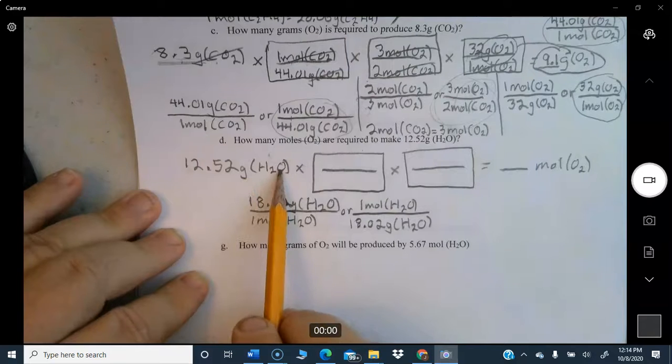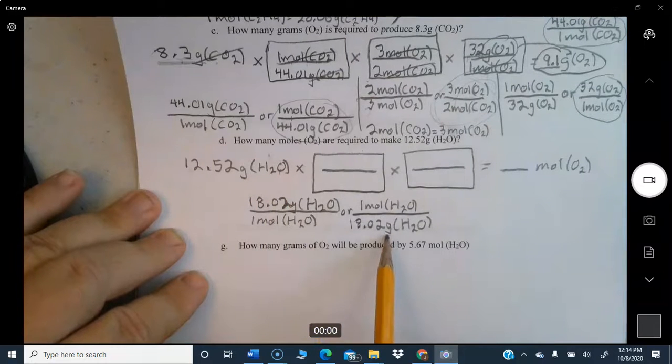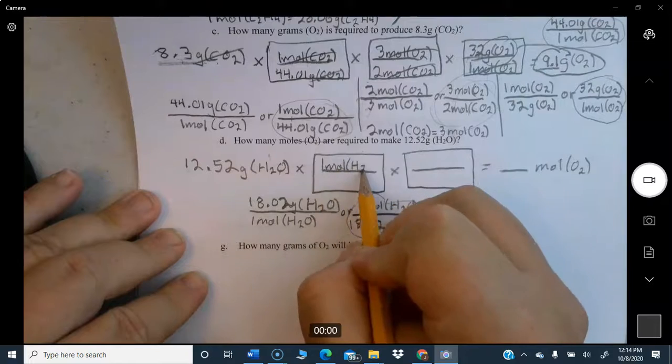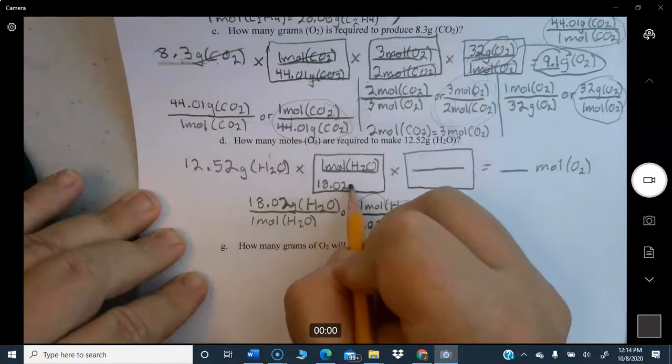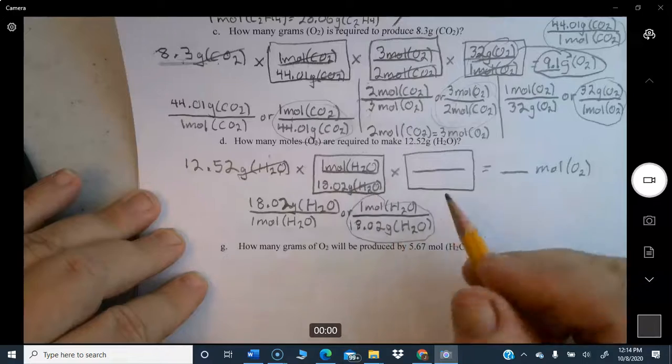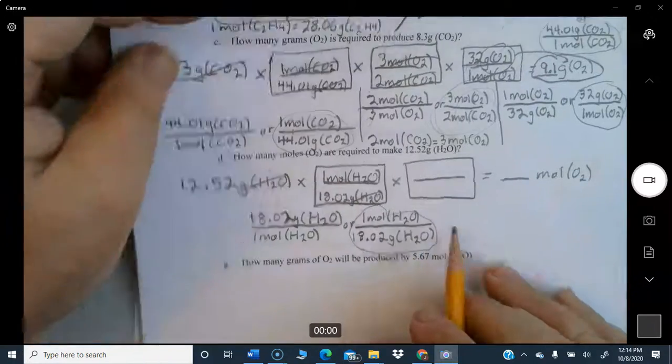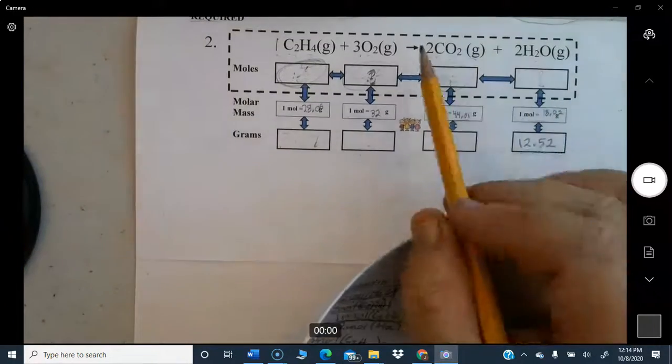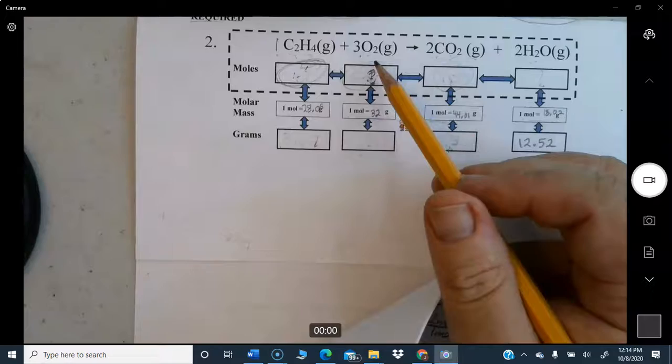Okay, I have grams of H2O on the top, so I need grams of H2O on the bottom. So we're going to use this one. Grams of H2O cancels and cancels. Okay, next one is going to simply be the moles to moles. It's going to go from 2 moles H2O to 3 moles of O2.